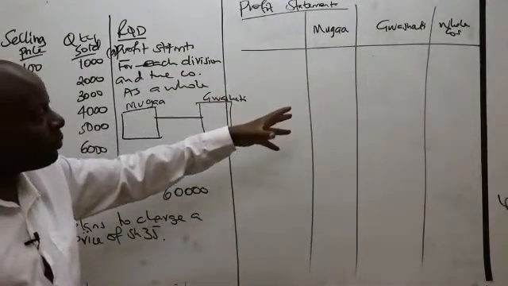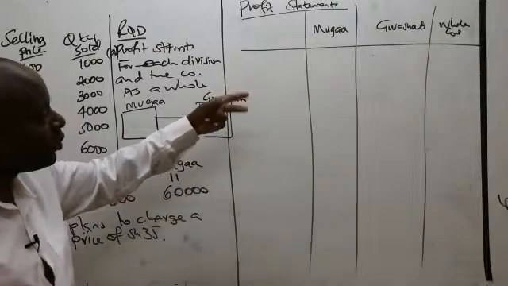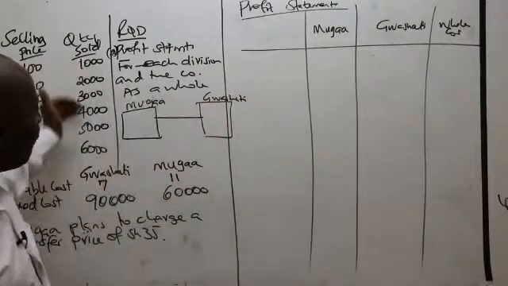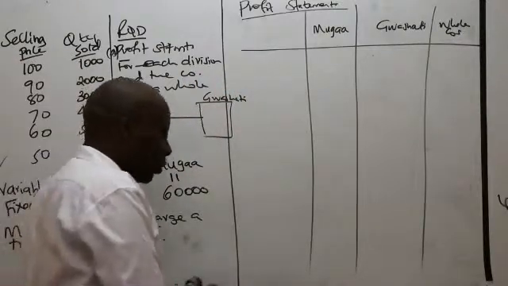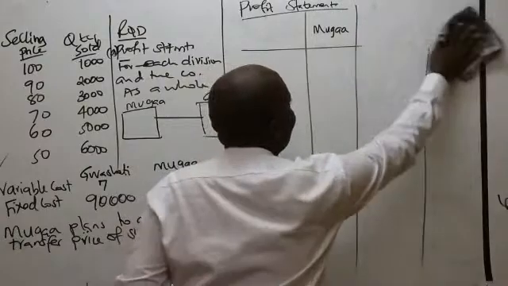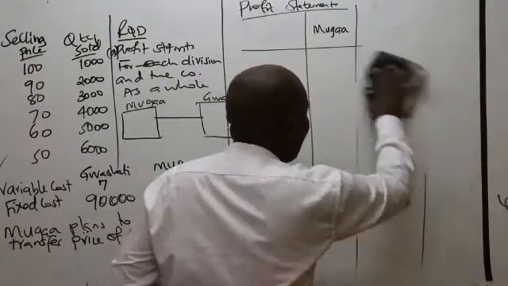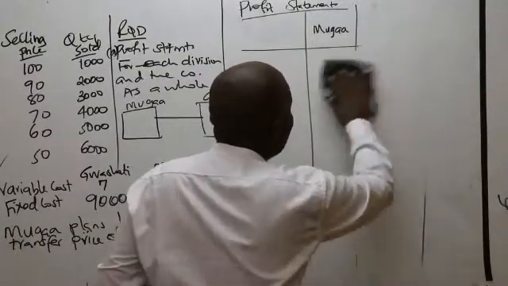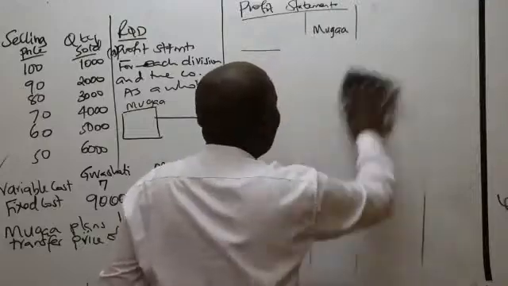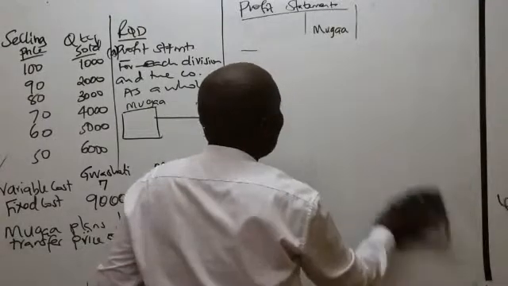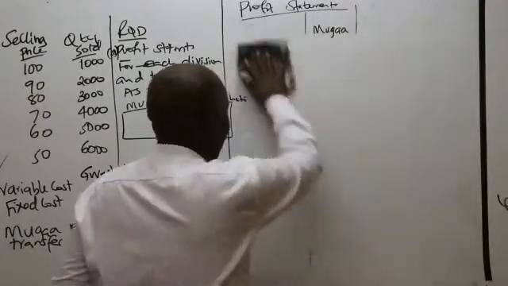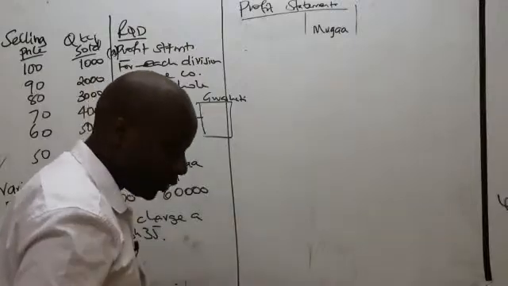You will see in our past papers, this will always be the format we shall be following because in most cases, the examiner gives you like two quantities only. But now these are very many. It means that we need to calculate these profits for each division one at a time. So we start with Muga. I want to get the profits of Muga.